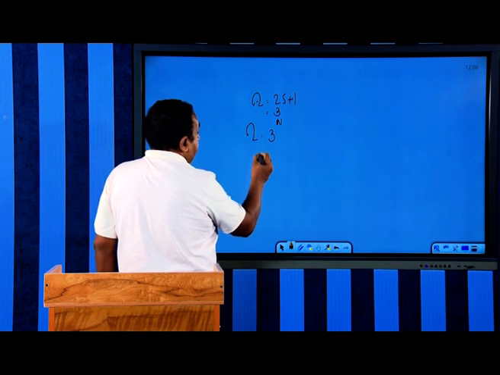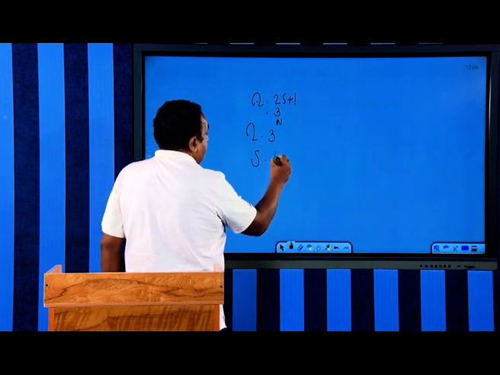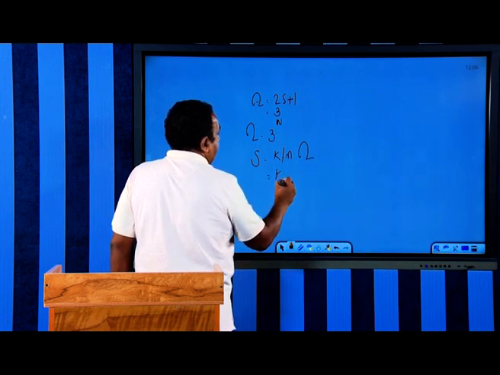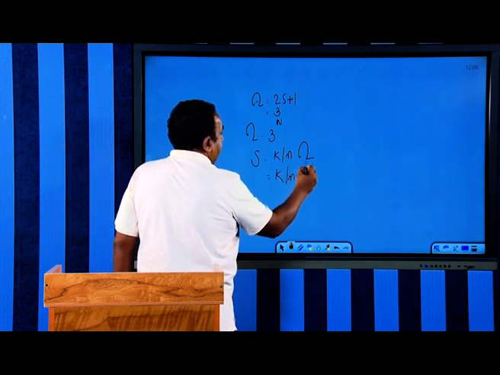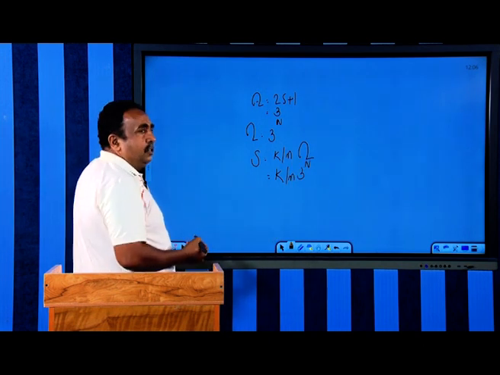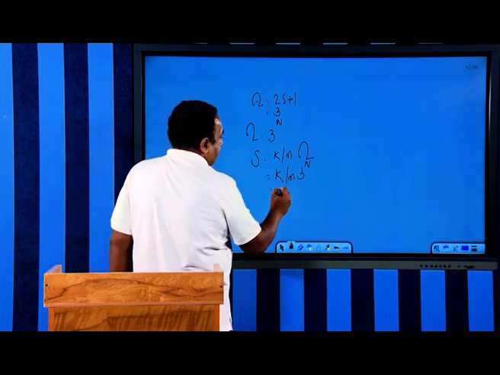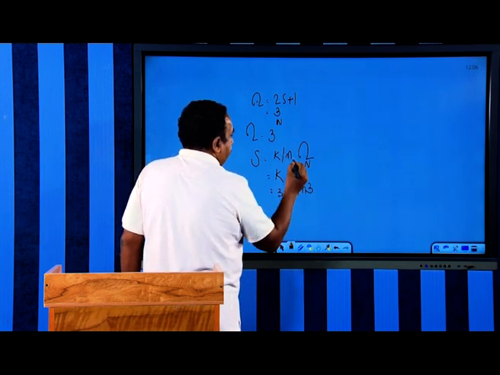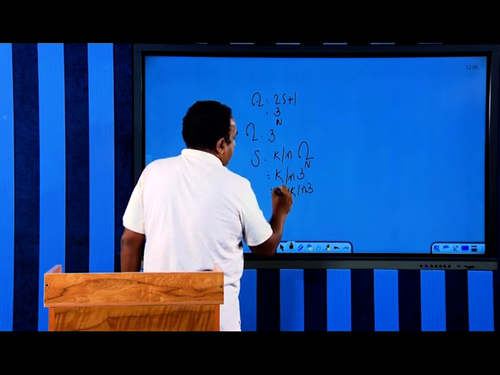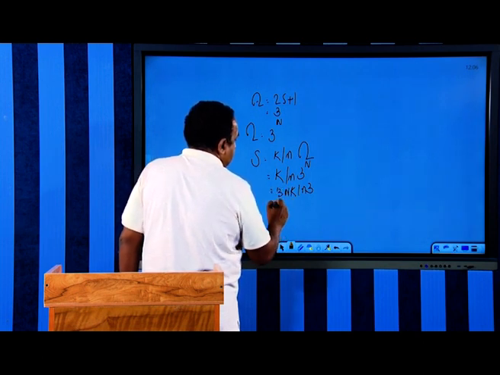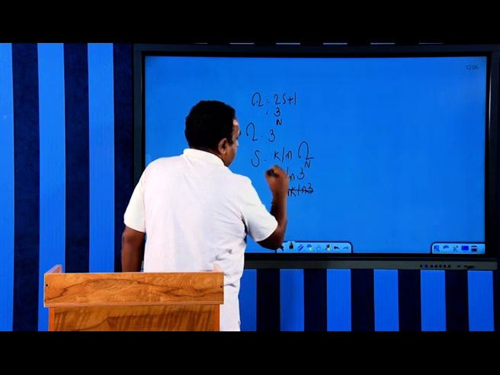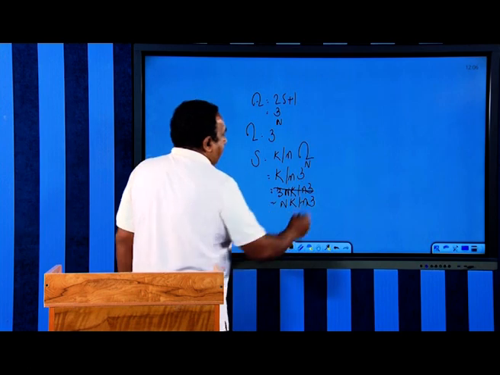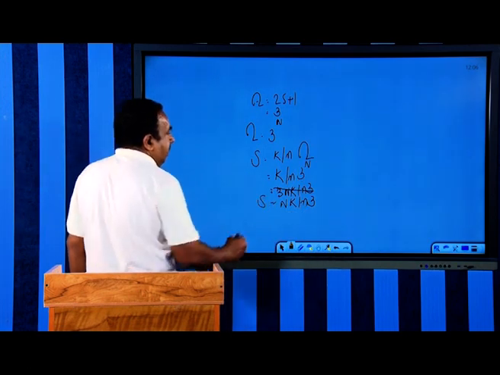Therefore, what is your entropy? Entropy is given by k log omega, and this omega is 3 raised to n, so it is k log 3 raised to n. The logarithm of x raised to y is y log x, so this n comes out front. Therefore, S is n k log 3.